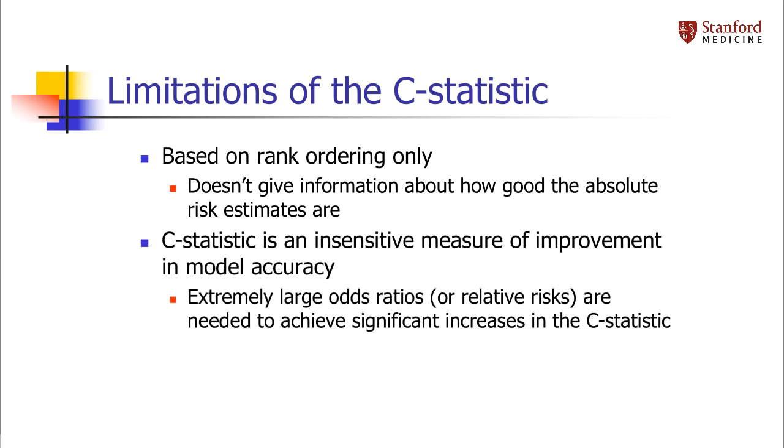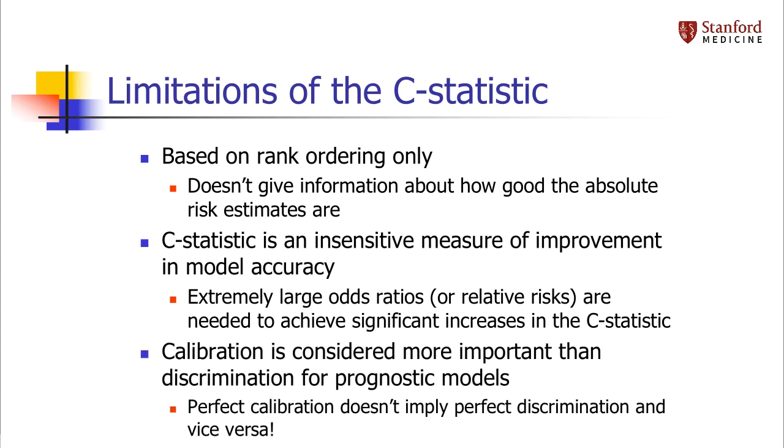Another problem with the C statistic is that it's an insensitive measure of improvement in model accuracy. If you want to compare two different prediction models, maybe a Framingham risk score model, and then you add something to that model, like a fancy new biomarker, the C statistic might not budge much, even if that biomarker does have some predictive ability. So it's insensitive. Instead, we're going to use something called reclassification statistics, which I'll show you later.